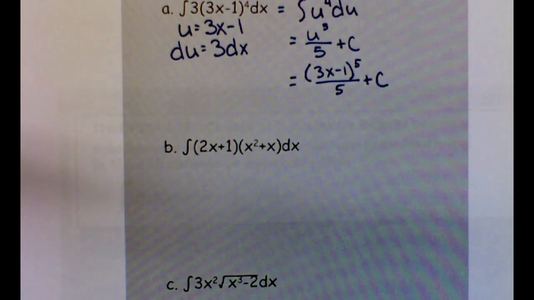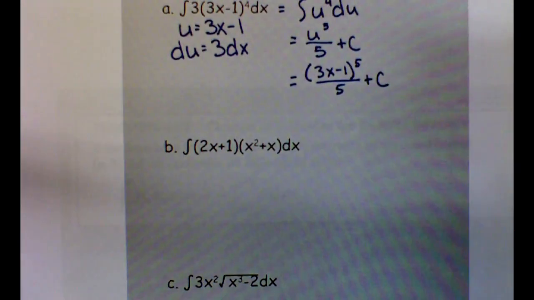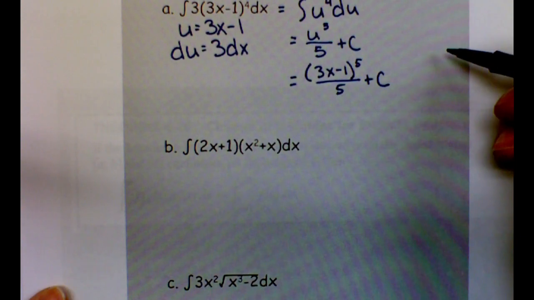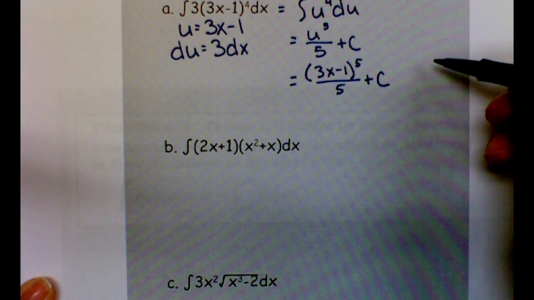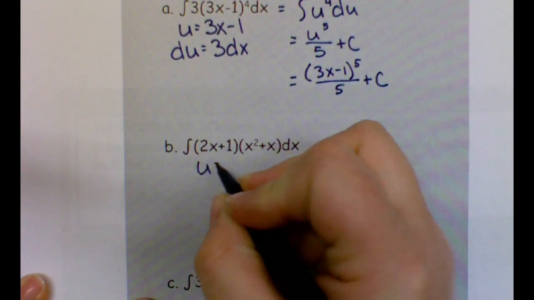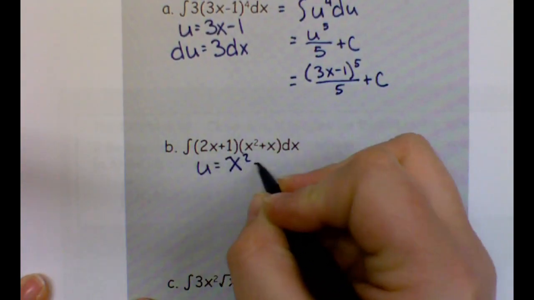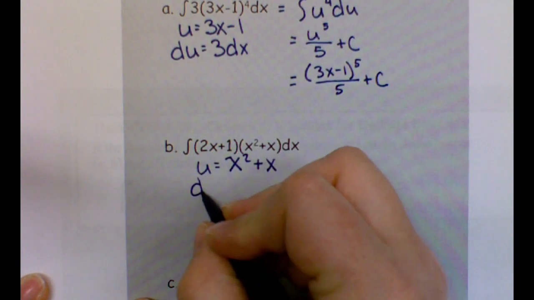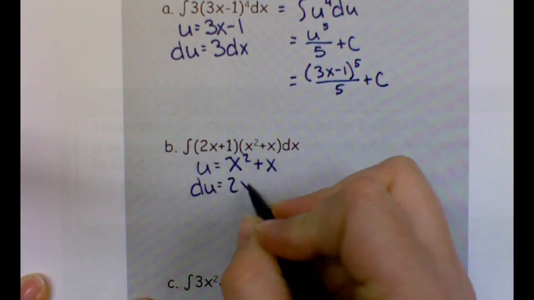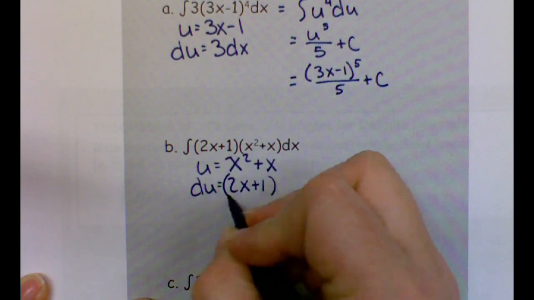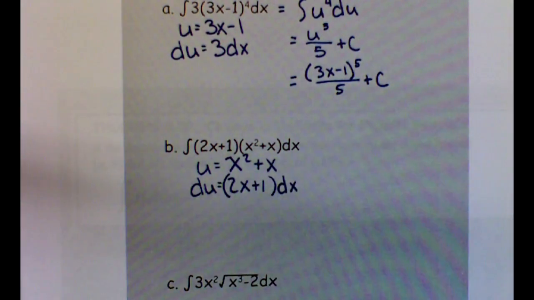Next problem, we'll do the same thing. If you have two parts where they both look like they could be the inside piece, pick the one that's a little bit more complicated or has bigger powers. So I would make u equal to x squared plus x. That way du is (2x plus 1), whole thing in parentheses, dx.